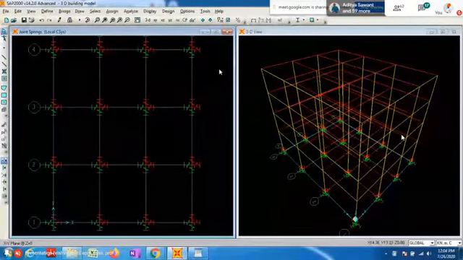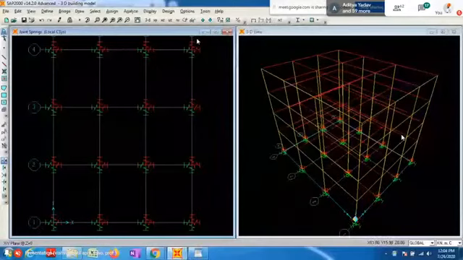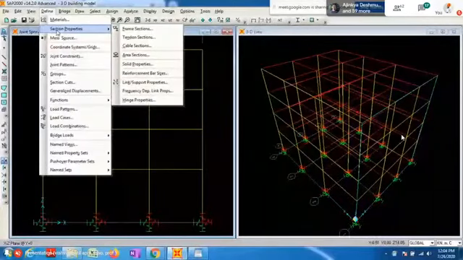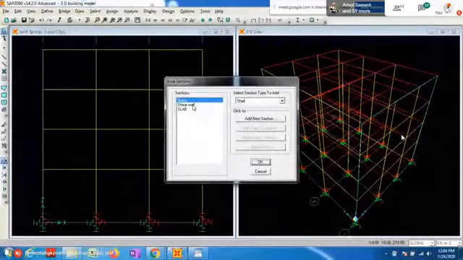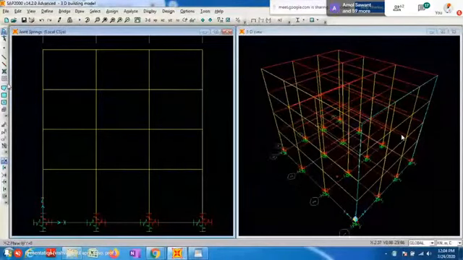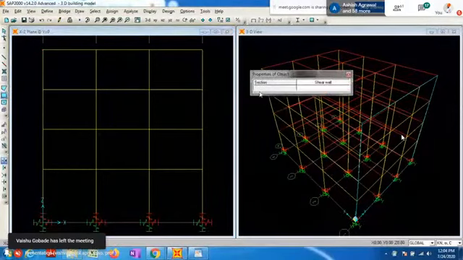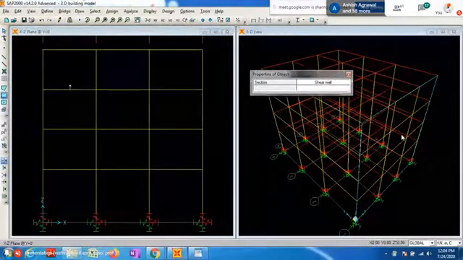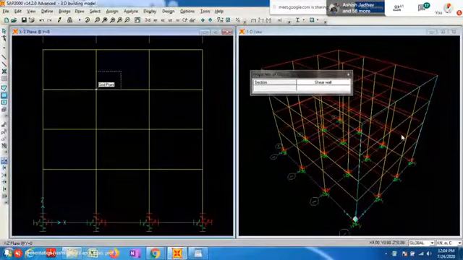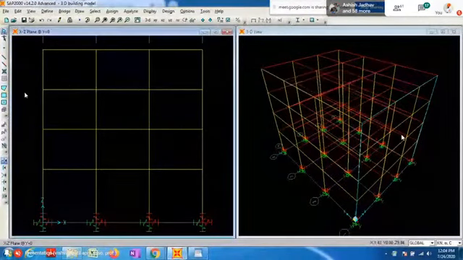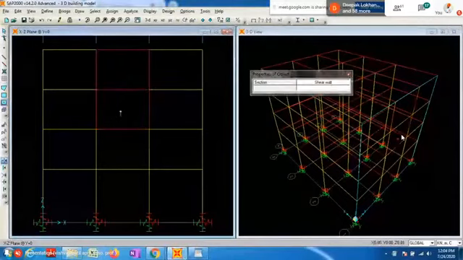Then how to assign the shear walls. For that, go to the XZ plane. Already I have defined the shear wall. Then go here, and the shear wall is there. See, the shear wall has been assigned.